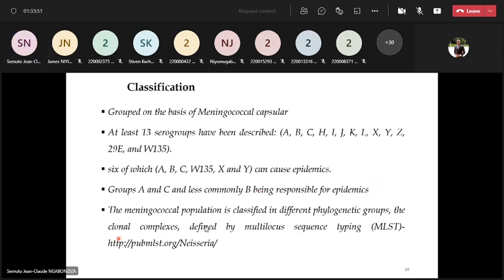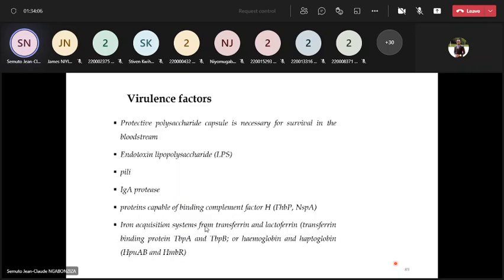Most of the meningococcal population is classified into different phylogenetic groups, the clonal complexes, defined by multilocus sequence typing. So this is a more genetic classification.